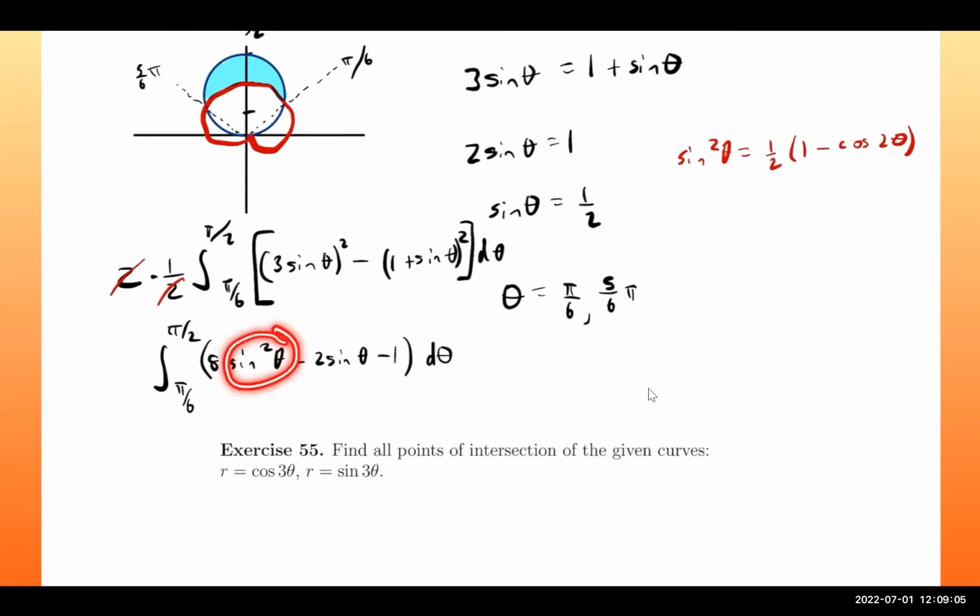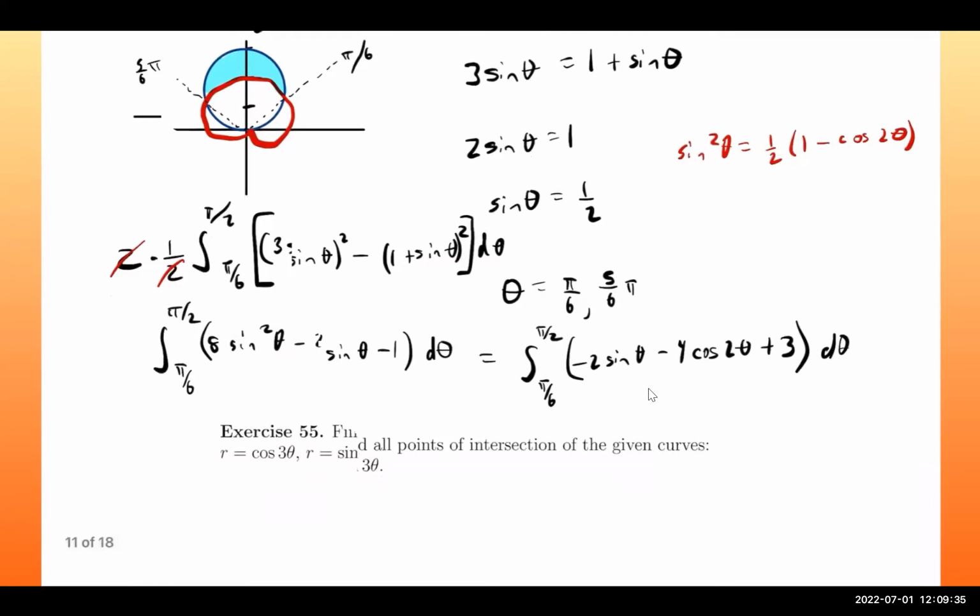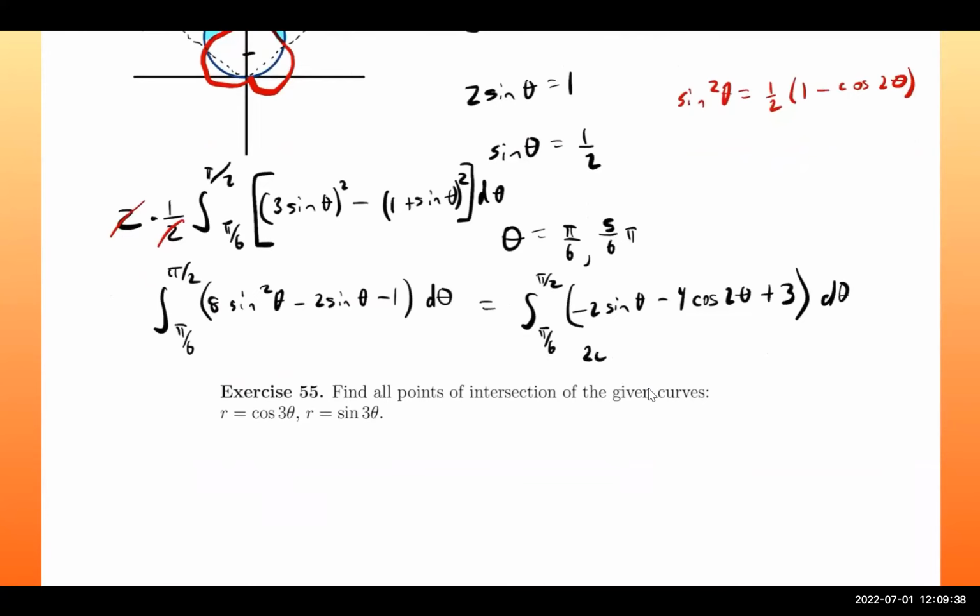1/2 times 1 minus cosine 2 theta. So I'm going to replace this with this, and I'm going to simplify. After you simplify, you will get negative 2 sine theta minus 4 cosine 2 theta plus 3 d theta.